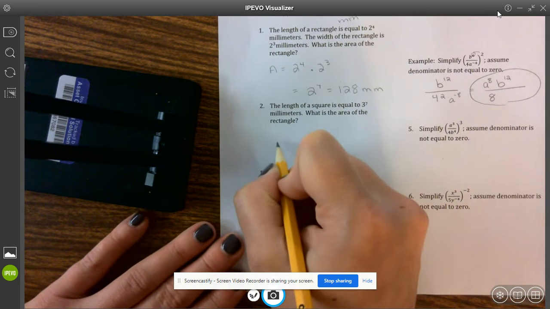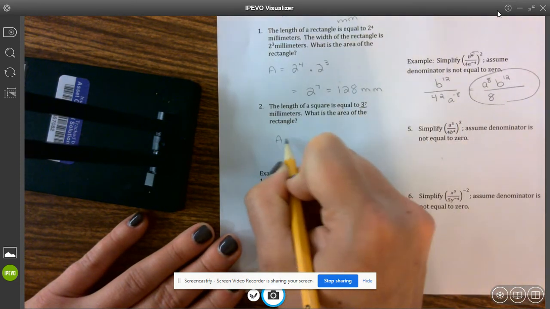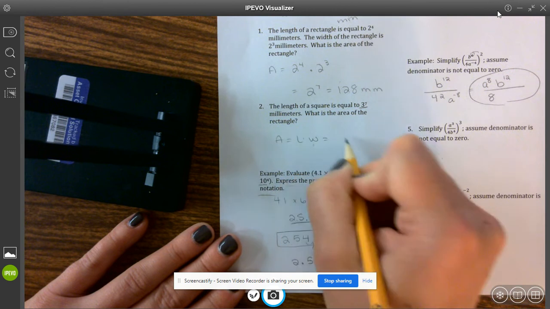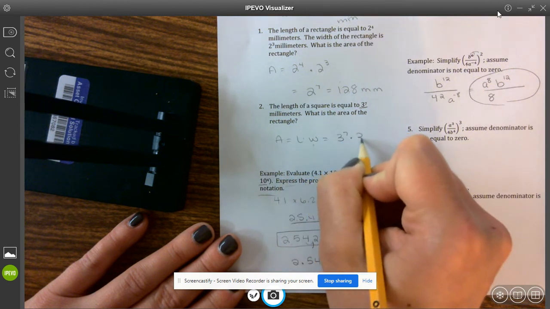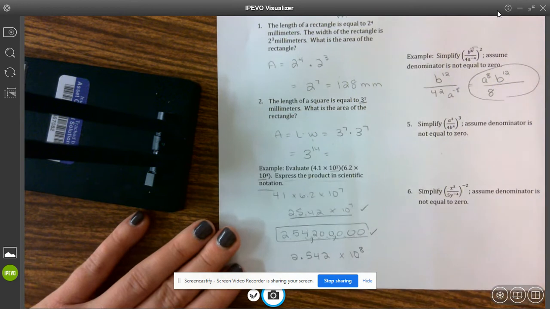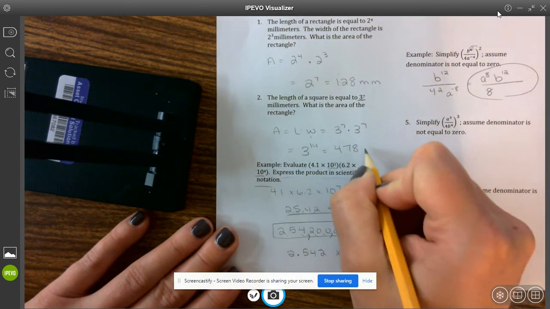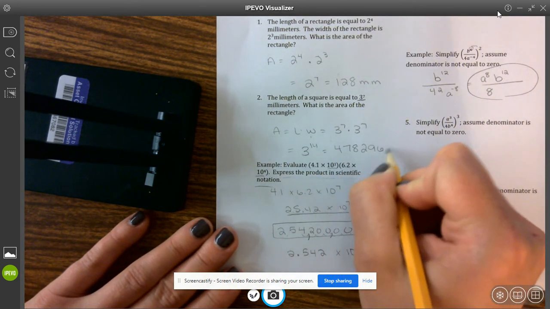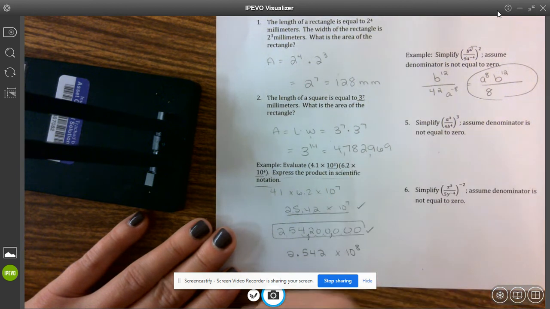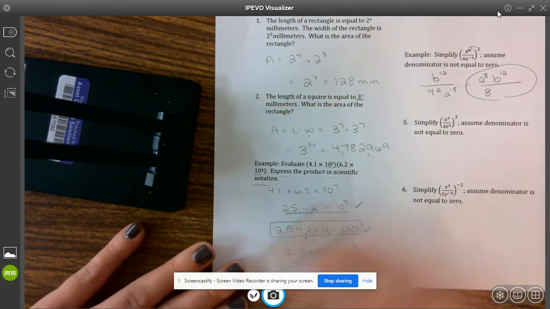Same thing here. The length of a square is equal to 3 to the 7th. Well, a square, length times width. If the length is 3 to the 7th, you know the width is 3 to the 7th. So that's 3 to the 14th, which is 4782969. It's pretty big. All right, millimeters.